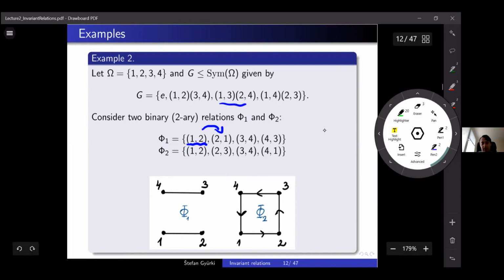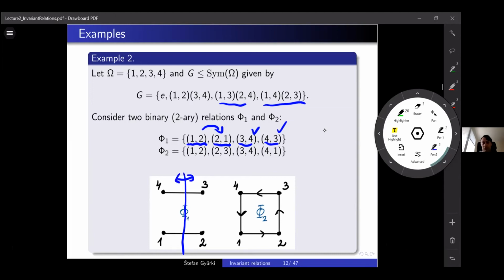The third element sends 1, 2 to 3, 4. Again, it is there. And the last element sends 1 to 4 and 2 to 3. So I'm obtaining the pair 4, 3. Of course, I have to check that all the images of 2, 1, 3, 4, and 4, 3 are inside the relation phi1. Again, if we are switching to the language of graphs, then if I am taking the identity, of course, the edge set of this graph is preserved. If I am taking the second element, which interchanges 1, 2, and 3, 4, then I have to see that this reflection preserves the set of edges.